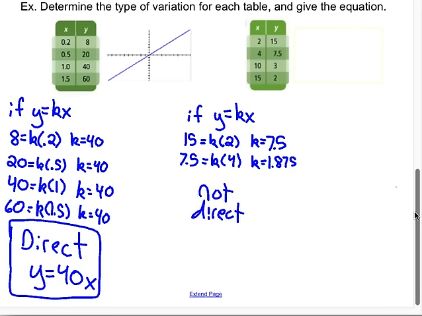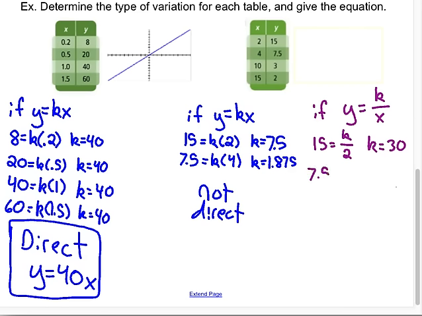Well, if it's not direct, let's try the other one. So if it's inverse, it's going to follow that pattern. All right, so let's see if this pattern makes it work better. So I'm going to plug 15 and 2 into that pattern. When I solve for k, so I multiply the 2 over, and I get my k equals 30. Let's see if that works for the next one.